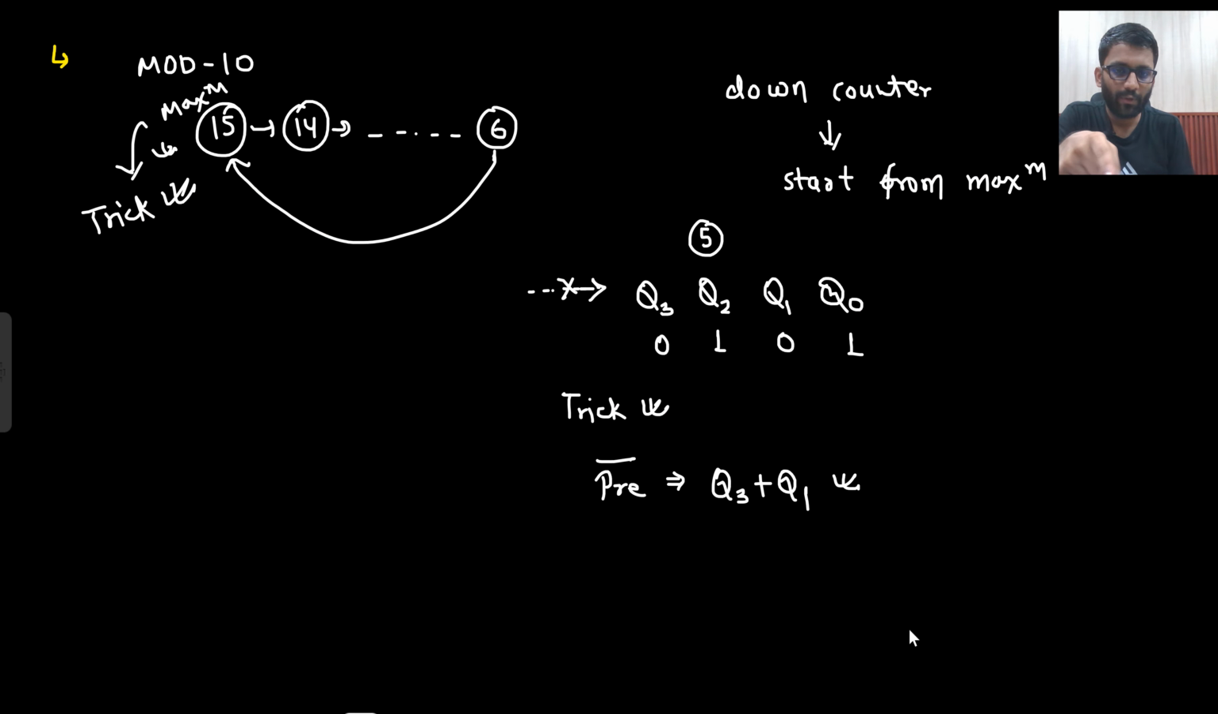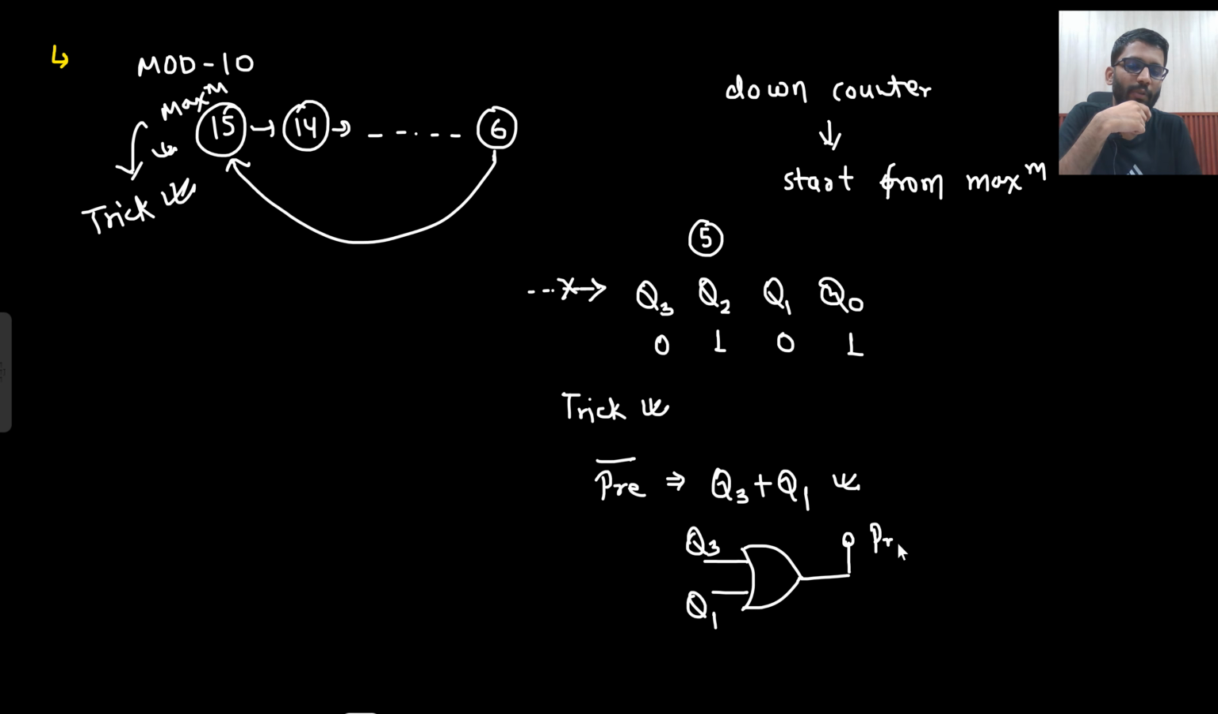Yeah. So in this example, what will be your black box? Your black box will simply be an OR gate, Q3 plus Q1. And more possibilities are there. Look, how they can frame the option. This is your final answer. There is no doubt about that.